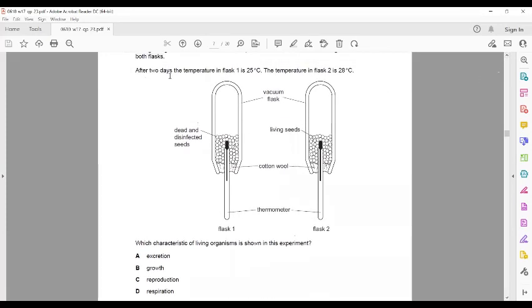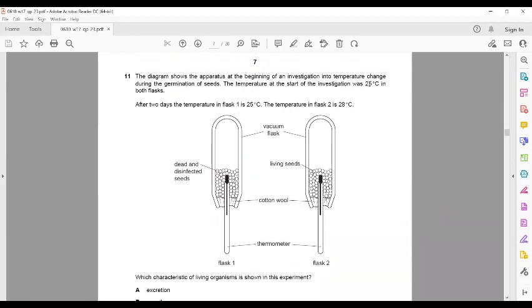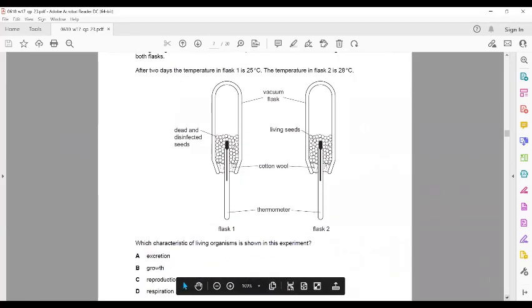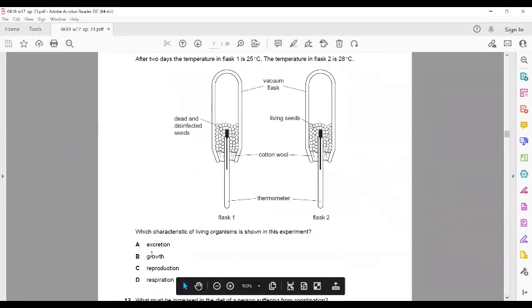It says that after 2 days, the temperature in flask one is 25 and the other one is 28. We started with 25. Let's see what the differences are between these two flasks. Dead and disinfected seeds, they are dead, so they don't do anything. They are not living things, so there is nothing happening in them. So they can't germinate. But in the second one, because they are living seeds, there is a change in the temperature.